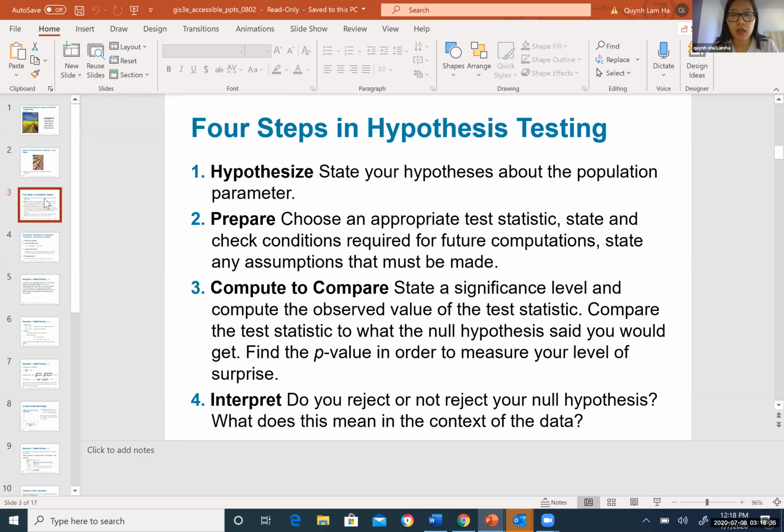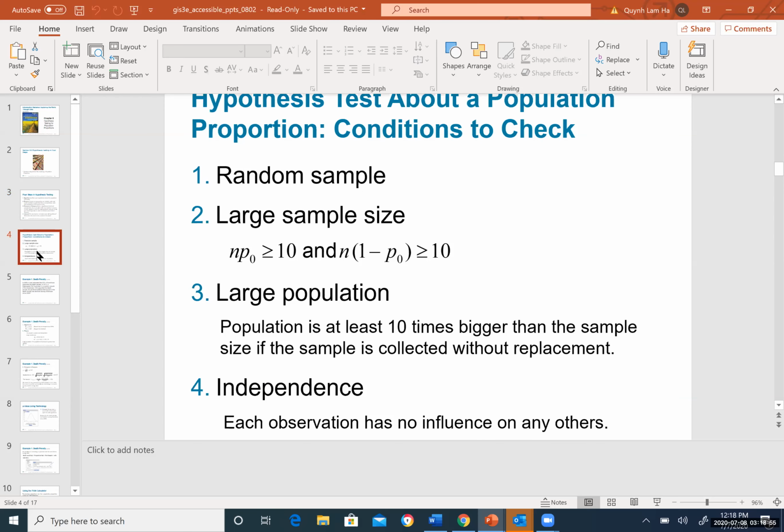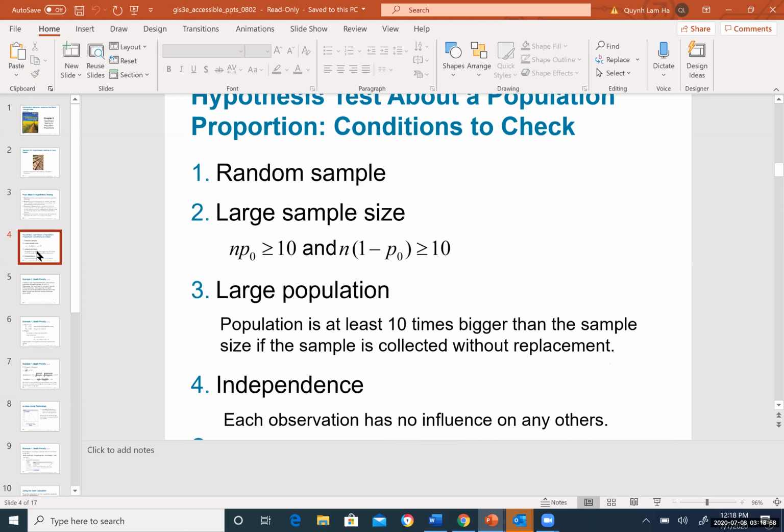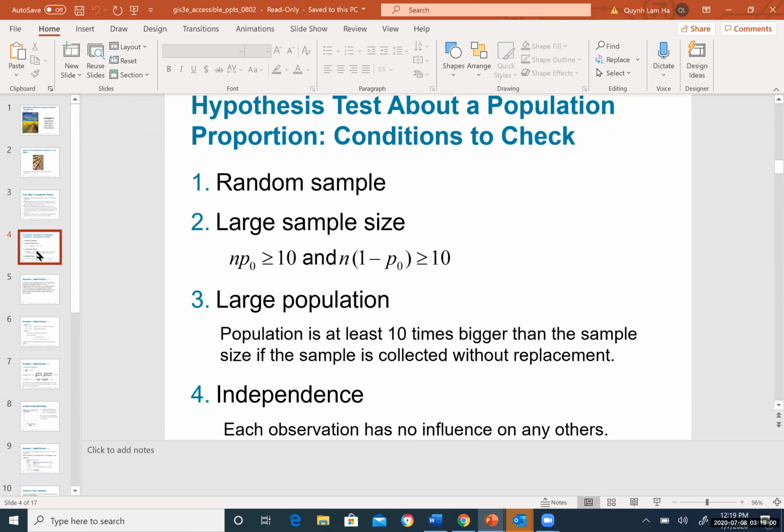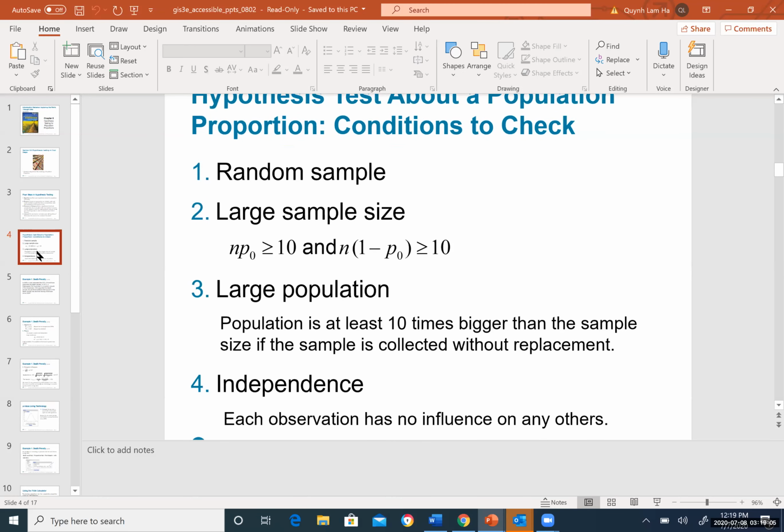So this will be the steps. It looks like a lot of wording. However, when you jump to the actual example, you will see it's easier. Next, here is the condition to test. This slide talks about the conditions that you test before you can compute the z value.